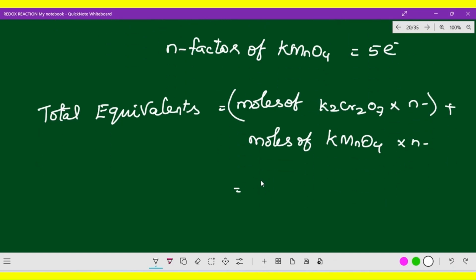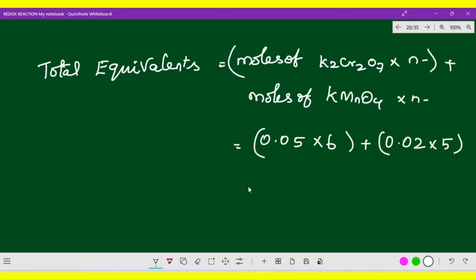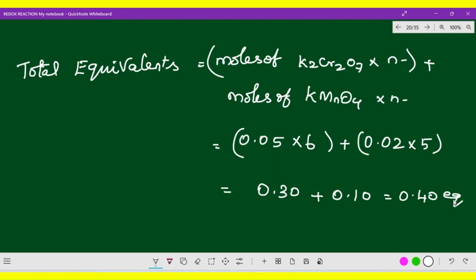Here they have given the data. So this is 0.05 into 6, where 6 is the N factor of potassium dichromate, plus 0.02 into 5. Both combined together, you will get 0.30 plus 0.10, so you will get 0.40 equivalence. Right, got it?